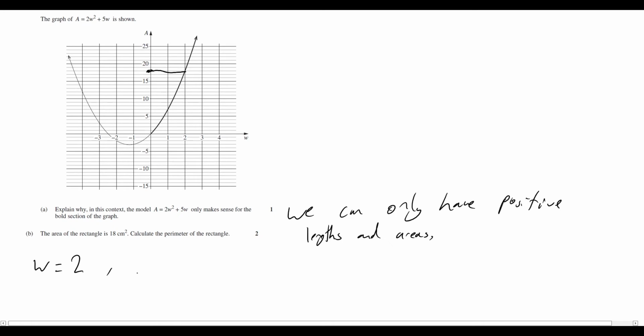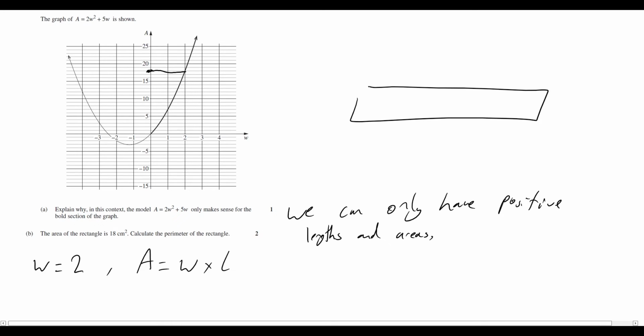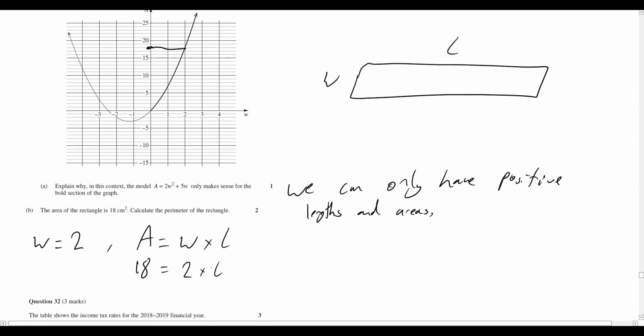But I also know that the area can be given by the width times by the length. So if I was to just draw out a simple rectangle here, we'd say that's the width and the length, and clearly the area is given as the multiple of the two. So what does that mean now? That means now that if the area is equal to 18 and we have a width of 2, then that means that L, the length, is going to be given by 18 over 2, or 9 centimeters.